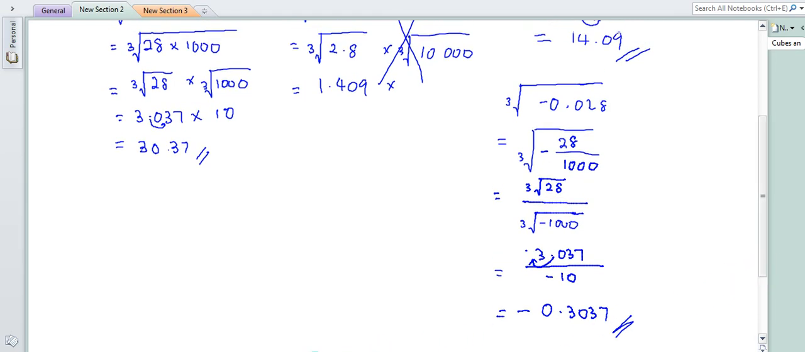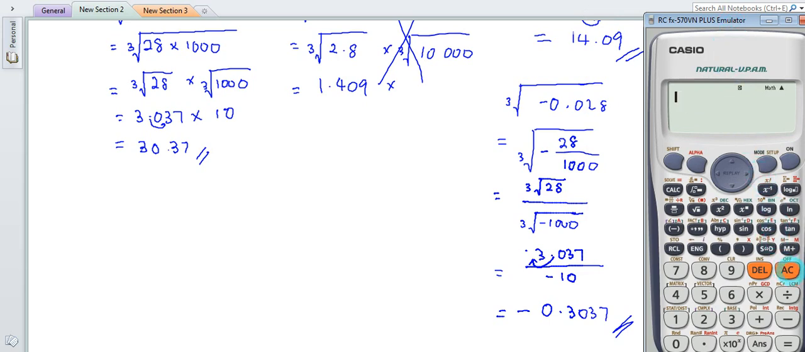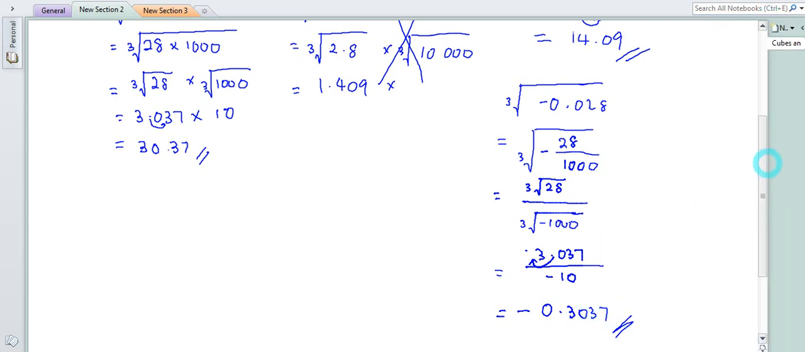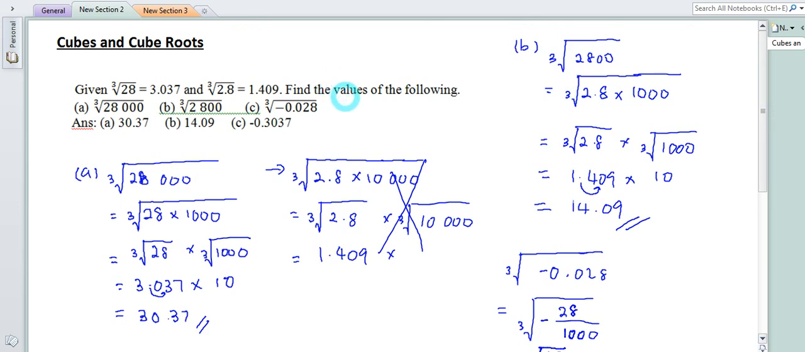So let me check by the calculator. Negative cube root of 0.028. Okay, so it is very near our answer with the calculator. Okay, so this is correct. This is the way how we find the cube root of a number using the information given here.